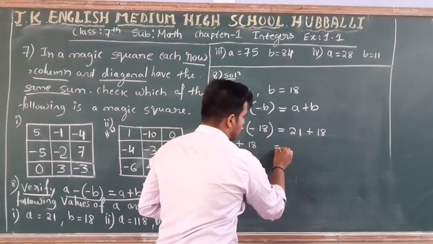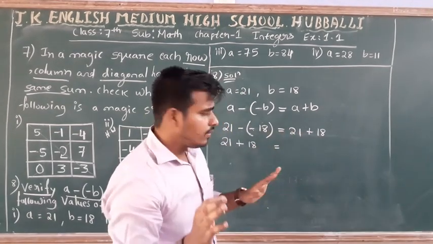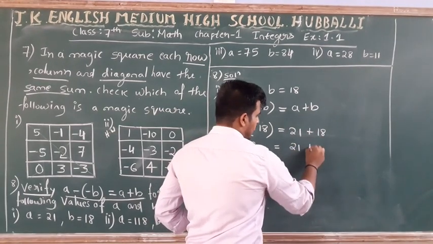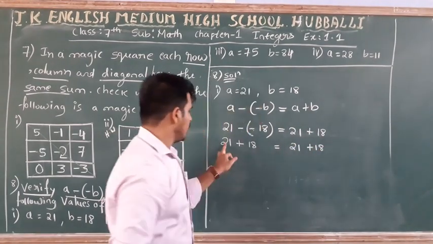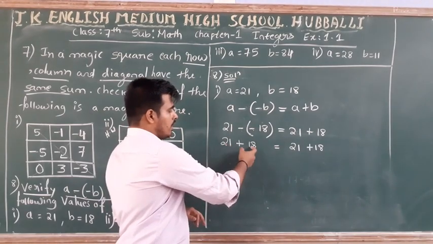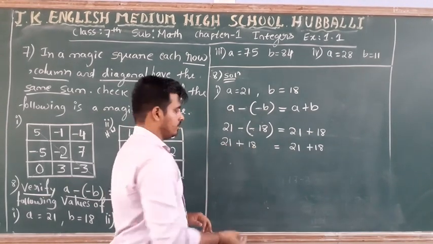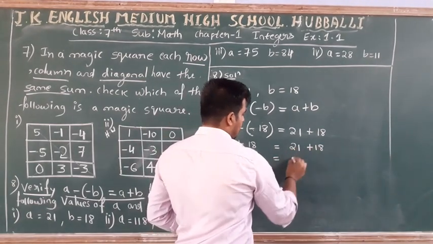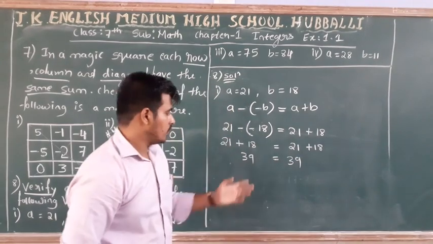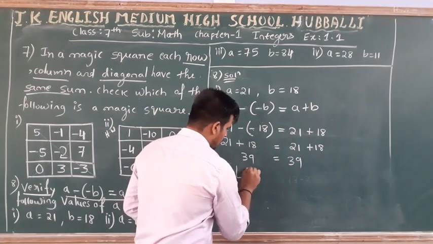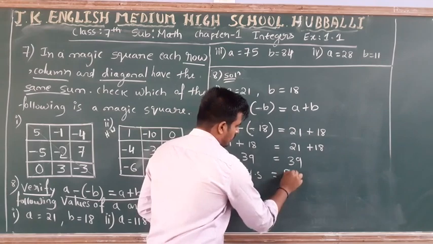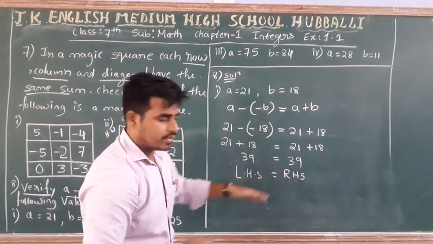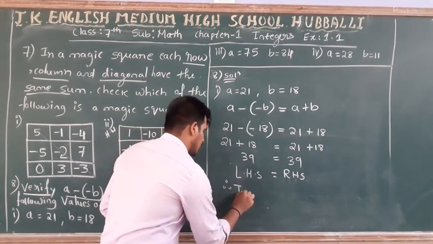Next, this equal sign as it is. There is no bracket here. 21 is positive, 18 is also positive. 21 plus 18 is 39. So LHS is equal to RHS. Left hand side is equal to right hand side. Therefore, it is true.